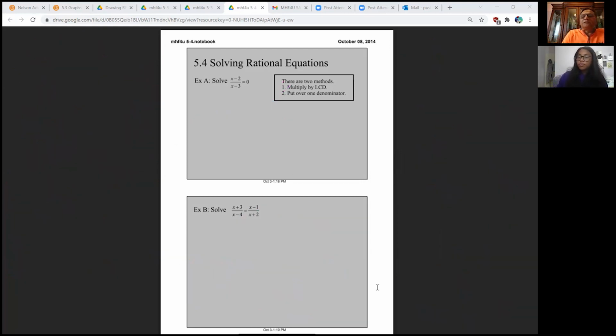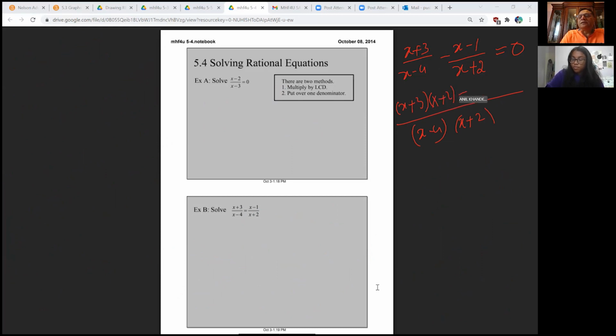I've cleared. So we have this, it's like x plus 3 over x minus 4. Bring all the terms together. It will give you x minus 1 over x plus 2 equals 0. Then the common denominator is x minus 4 times x plus 2. Cross multiply, right? So we have x plus 3 times x plus 2 minus x minus 1 times x minus 4 equals 0. Now that means that the numerator should be 0, correct?